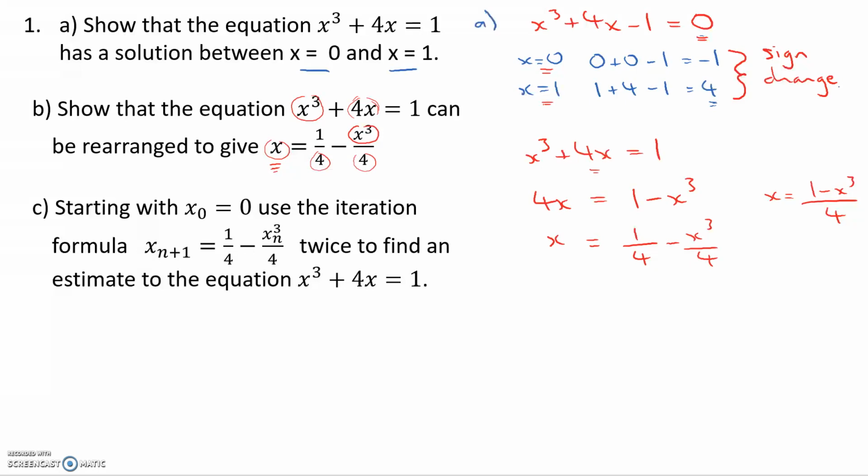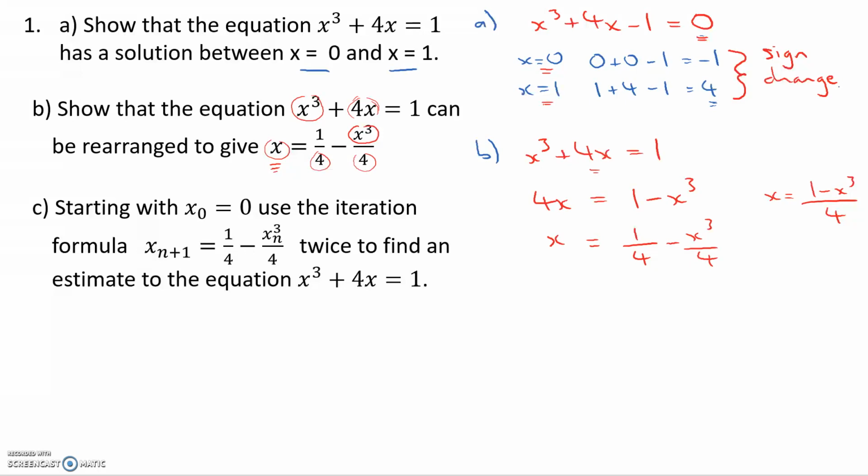So this was A, and this was B. Starting with C, starting with x0 equals 0, use the iteration formula xn plus 1 equals 1/4 minus xn cubed over 4. That's not very well written there.